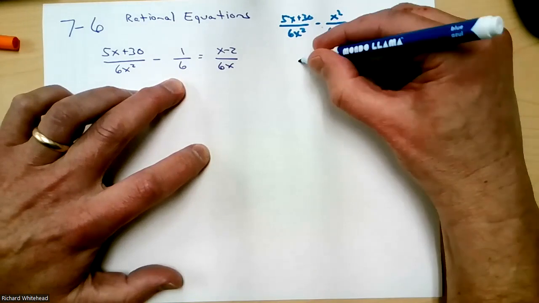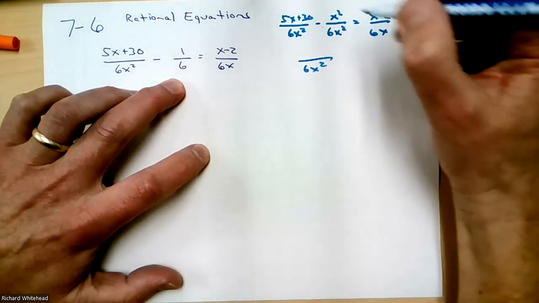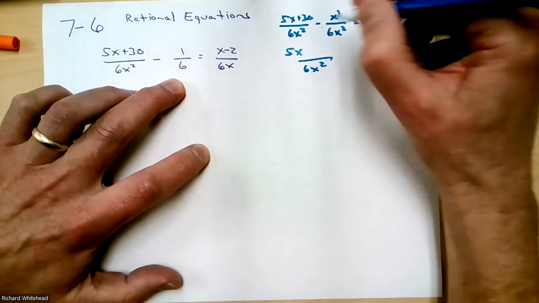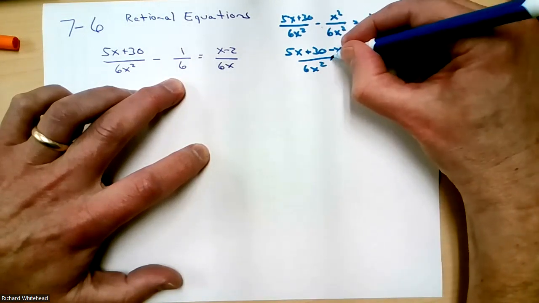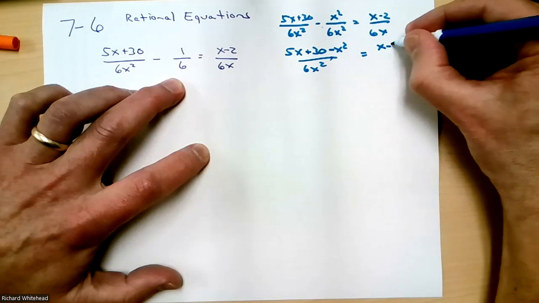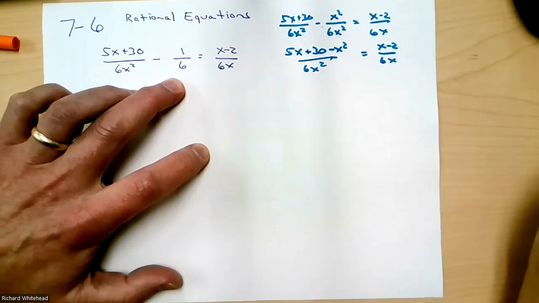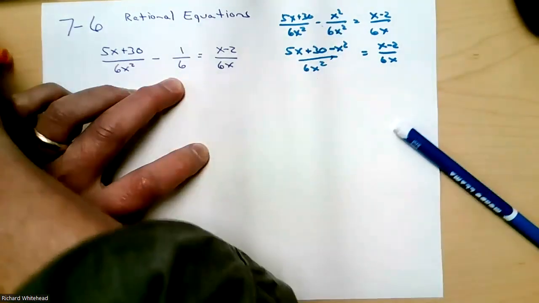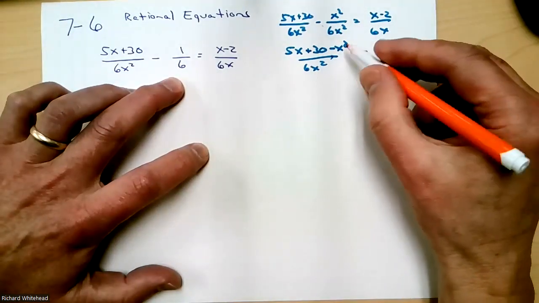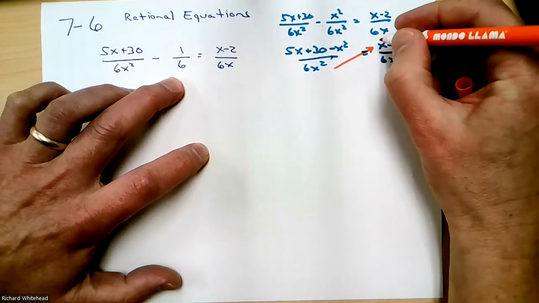And now I can combine them. So my common denominator is 6x squared. So I have 5x plus 30 minus x squared is equal to x minus 2 over 6x. So that's where we are now. I got a common denominator. Now, once you do that, by the way, I repeat, this is not my recommendation. I'm going to show you a shorter way to do this.